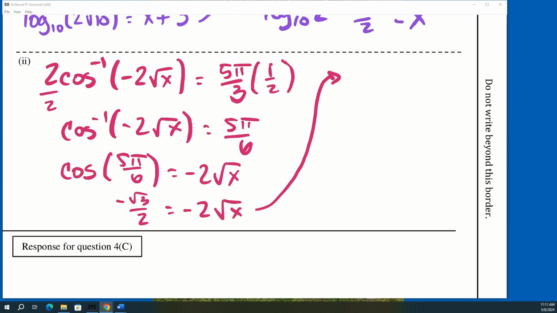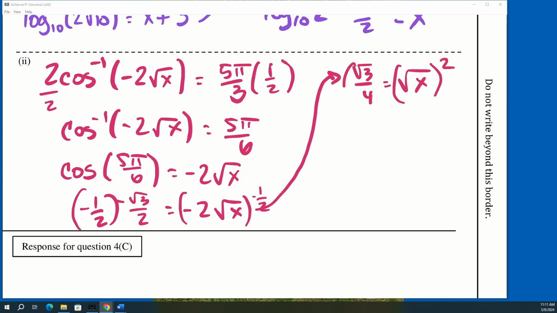Okay. And then at this point, you can either divide by negative 2 or multiply by negative 1/2. And then you just get x. You guys know how to get rid of a square root? Maybe you don't know. You're going to square. And so that's going to be 3/16 is x.